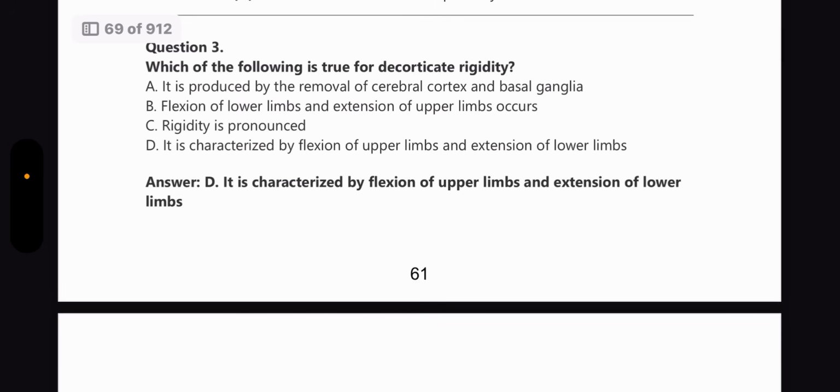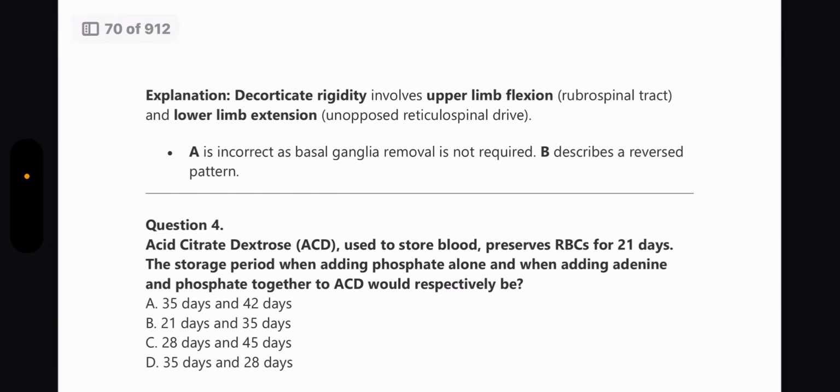Which of the following is true for decorticate rigidity? Answer is it is characterized by flexion of the upper limbs and extension of the lower limbs. So decorticate rigidity involves upper limb flexion, rubrospinal tract, and lower limb extension because of the unopposed reticulospinal drive.